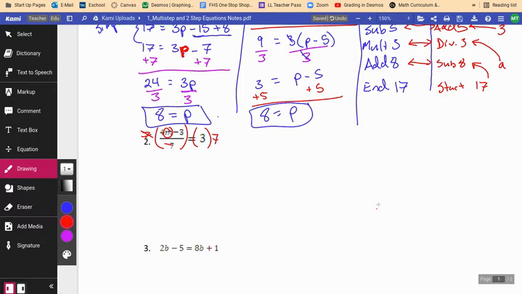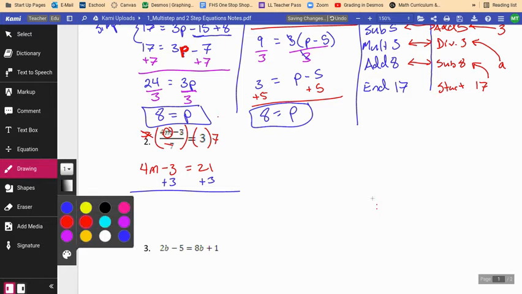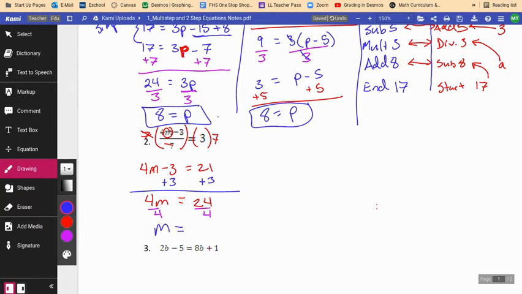So that cancels this 7. I don't like working with fractions. So I get 4m minus 3 is equal to 21. Then there's nothing left to simplify, so I start isolating my variable. 4m is equal to 24. And then I can divide by 4. M is equal to 6 this time. So that's one way to do it.